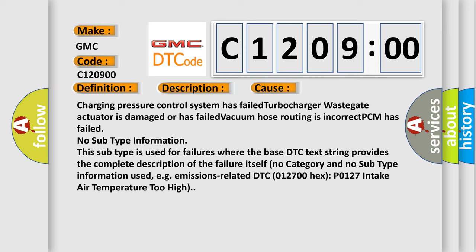This subtype is used for failures where the base DTC text string provides the complete description of the failure itself, no category and no subtype information used, e.g. emissions related, DTC 012700 hex P027 intake air temperature too high.